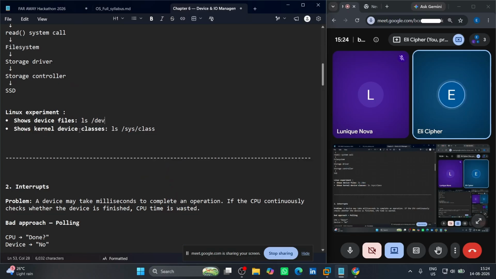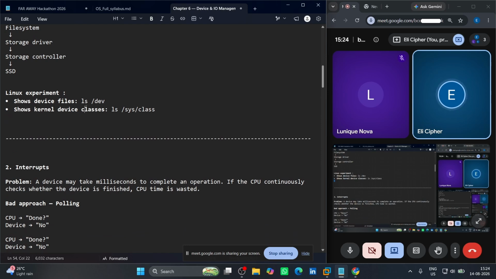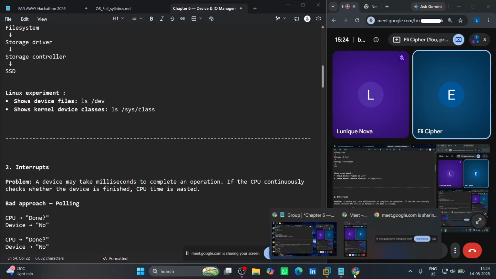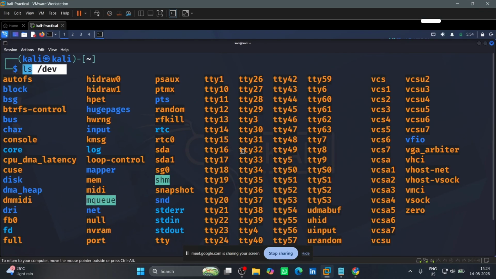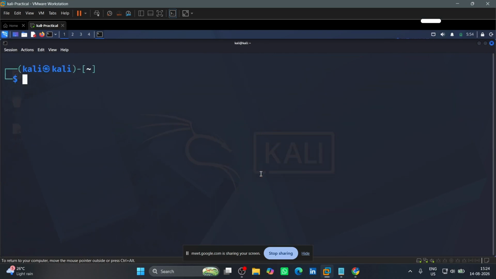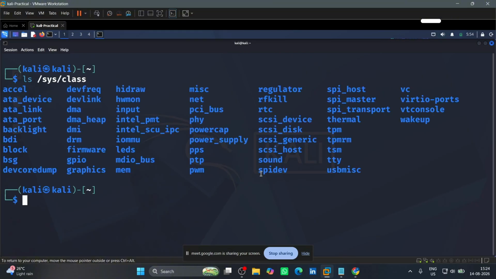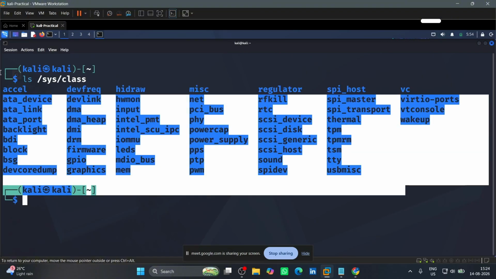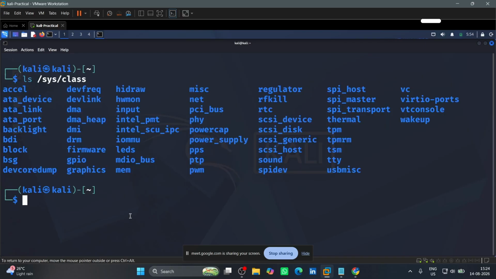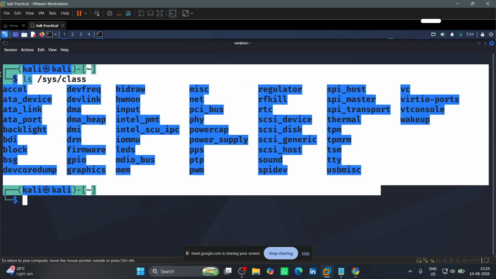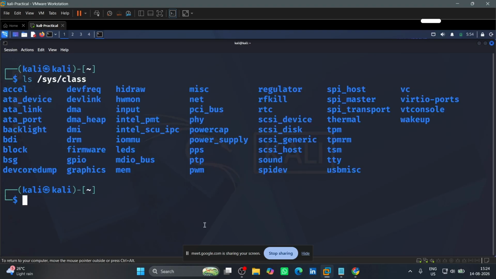Also, there is one more command to show kernel device classes. It's not in use right now, but I will show you a demo of what it looks like once you run it. We are not going into depth on this, because then we would lose a lot of time.